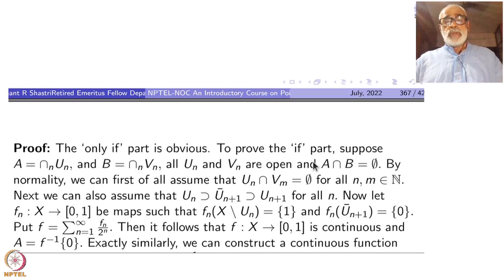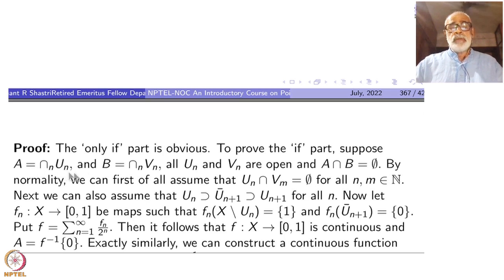To prove the if part, suppose A is the intersection of U_n's and B is the intersection of V_n's, for all n, where U_n and V_n are open subsets, and A intersection B is empty. Start with A and B disjoint non-empty subsets, and write A as the intersection of U_n because it is G delta, and B as the intersection of V_n, G delta. Both U_n and V_n for all n are open subsets. By normality, we can first of all assume that U_n intersection V_m is empty.